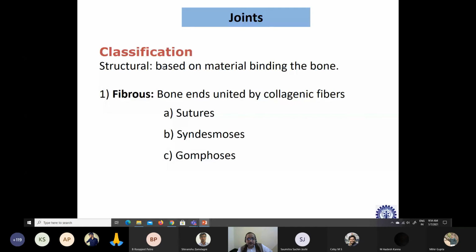Structurally, the classification can also be made based on the material binding the bones. So we have fibrous joints, where bone ends are united by collagenous fibers. Quite common are sutures. I will show you some pictures of this a little bit later in the slides.